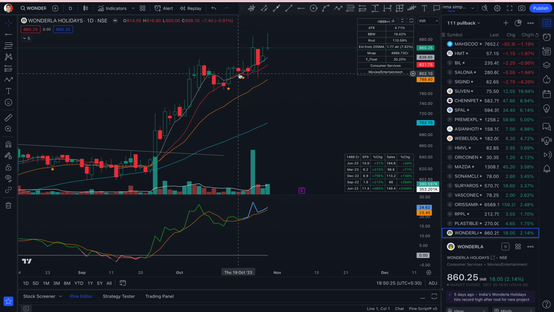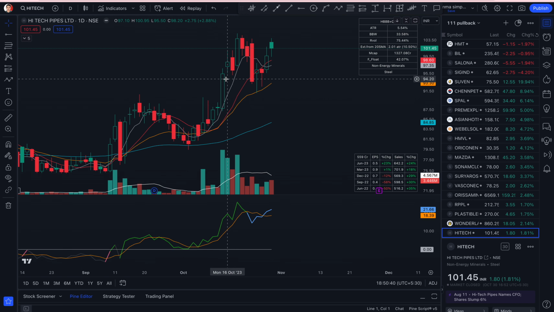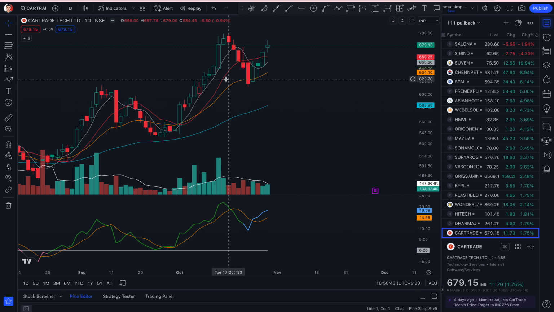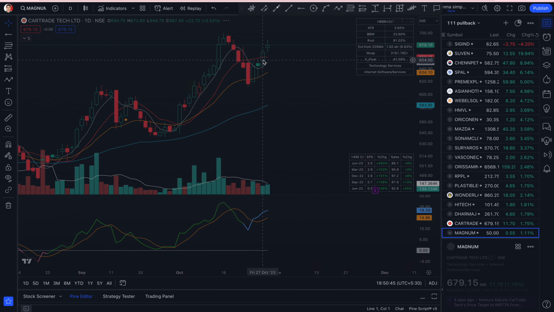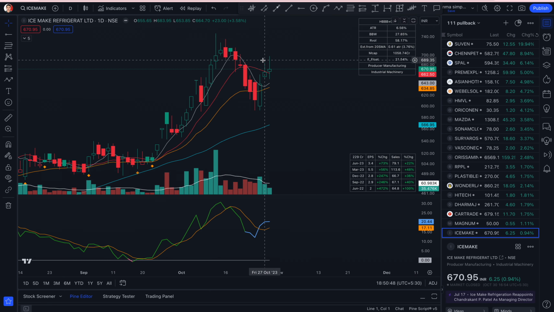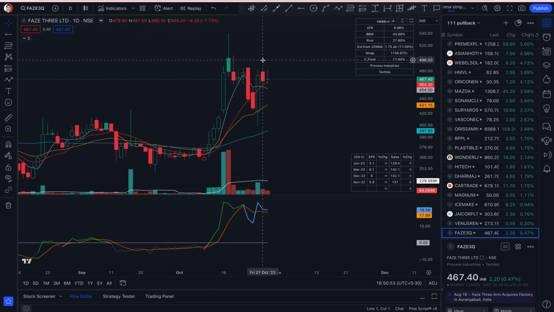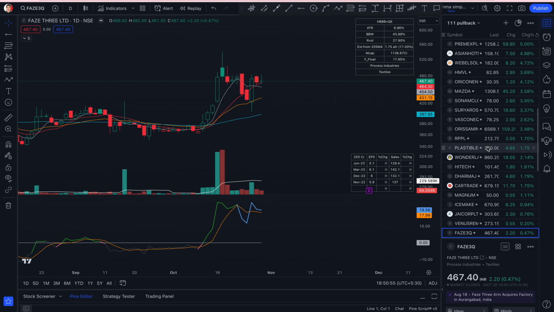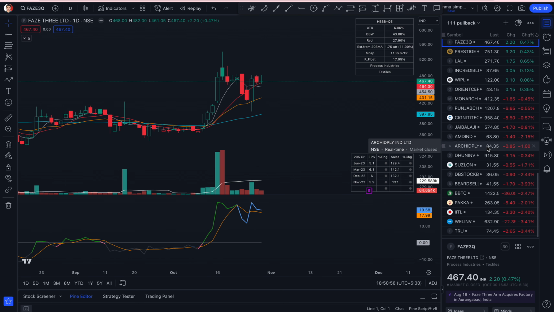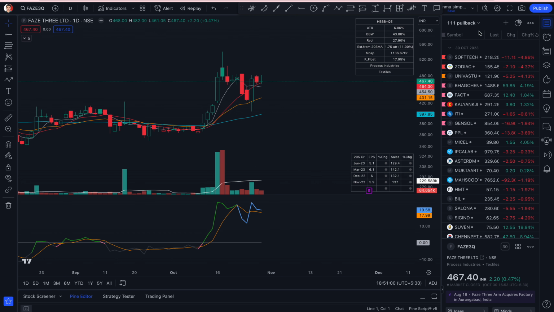Wonderla. This was an entry. Five days of orderly pullback and triple B firing with a big candle. So that was an entry. Yesterday was an entry, I mean, not yesterday, the previous day. So this basically is the pullback scanner results, and you'll generally find a lot of good names.